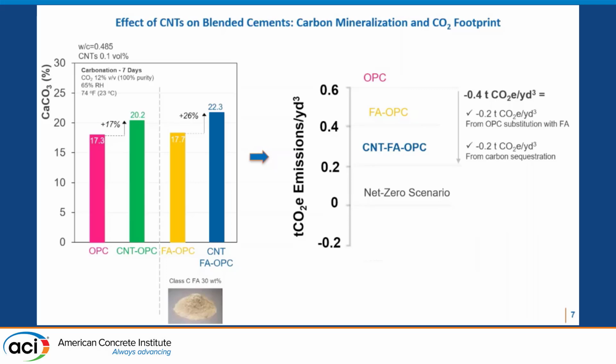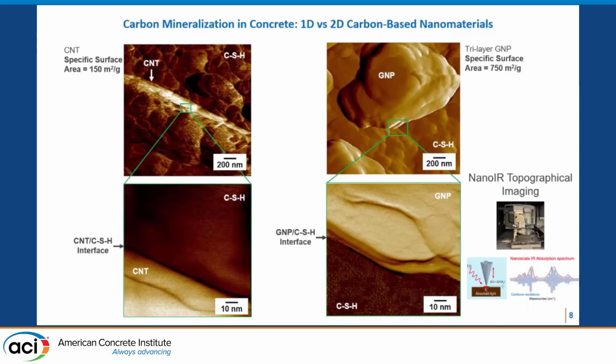Carbon nanotubes help. Now, what happens if we switch a nanomaterial? We can move from 1D to 2D. These pictures are from our AFM. The first picture here at 200 nanometers shows clearly the structure of CSH with a very nice carbon nanotube. Right here, the highlighted lighter part is a carbon nanotube.